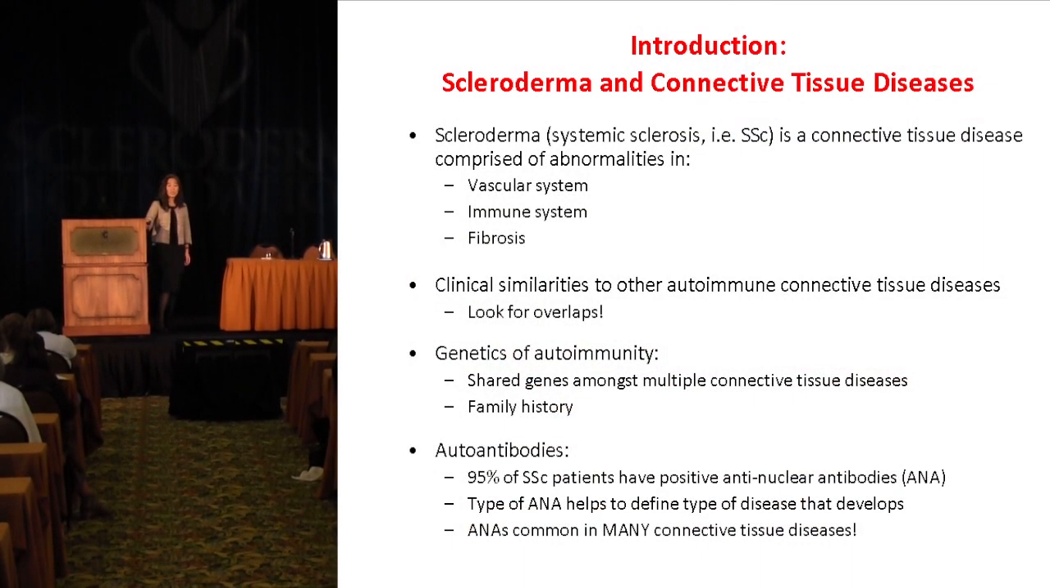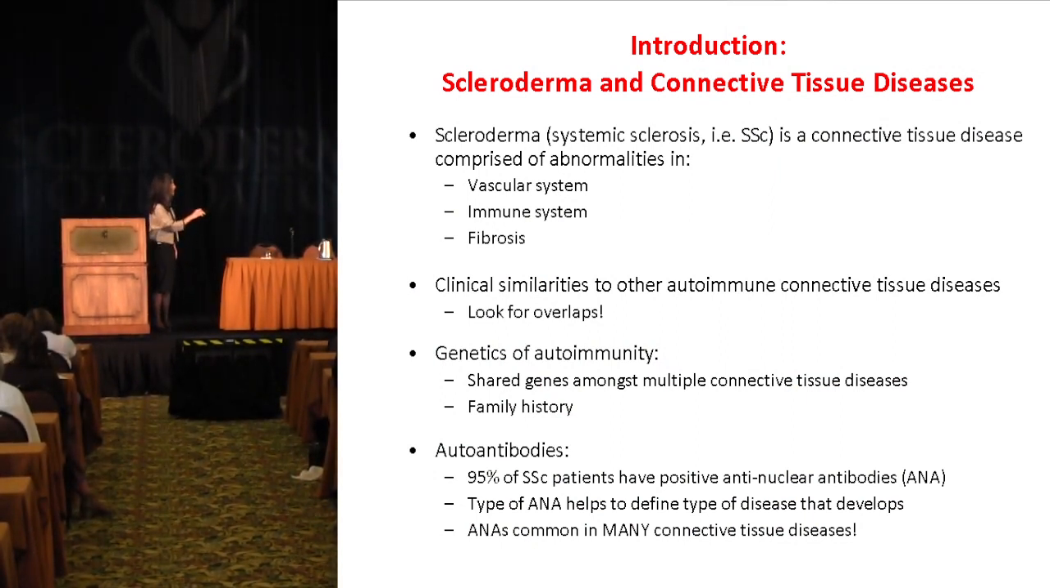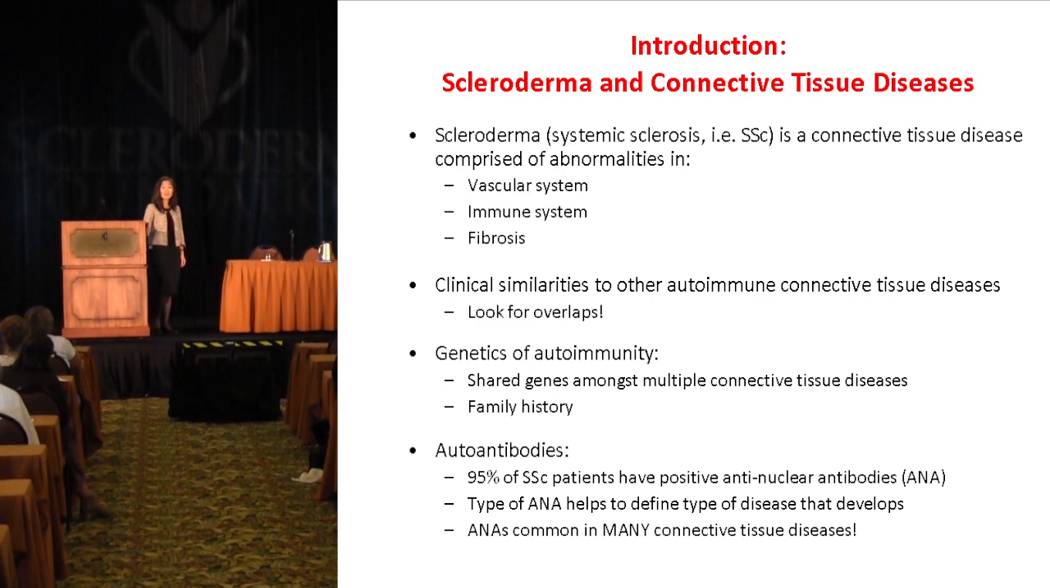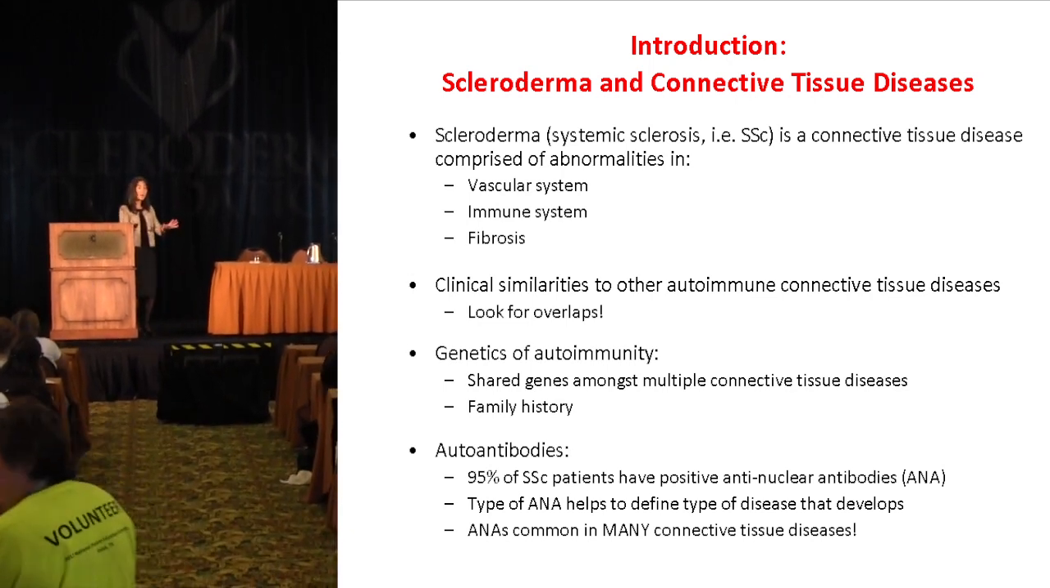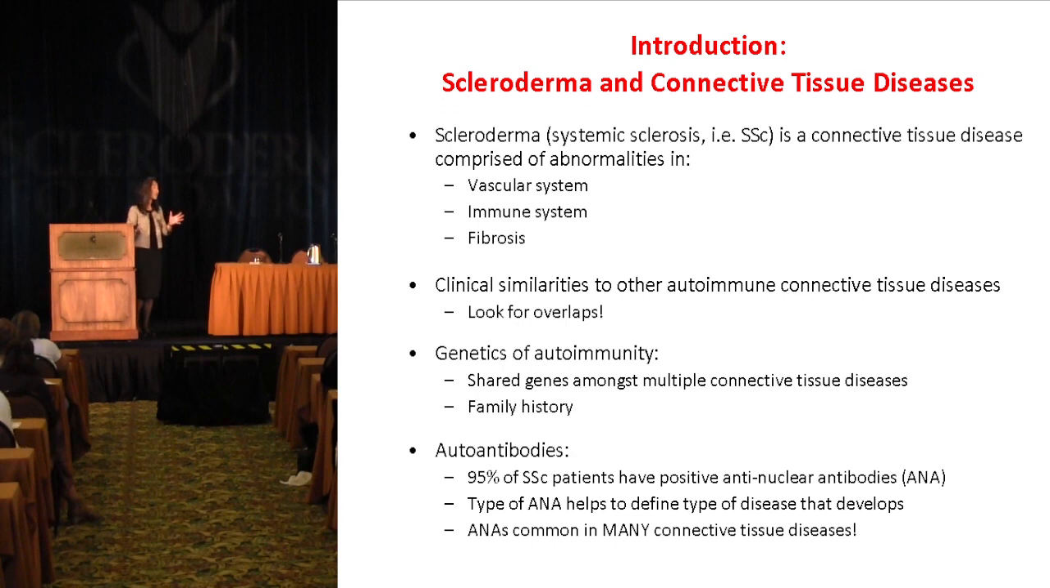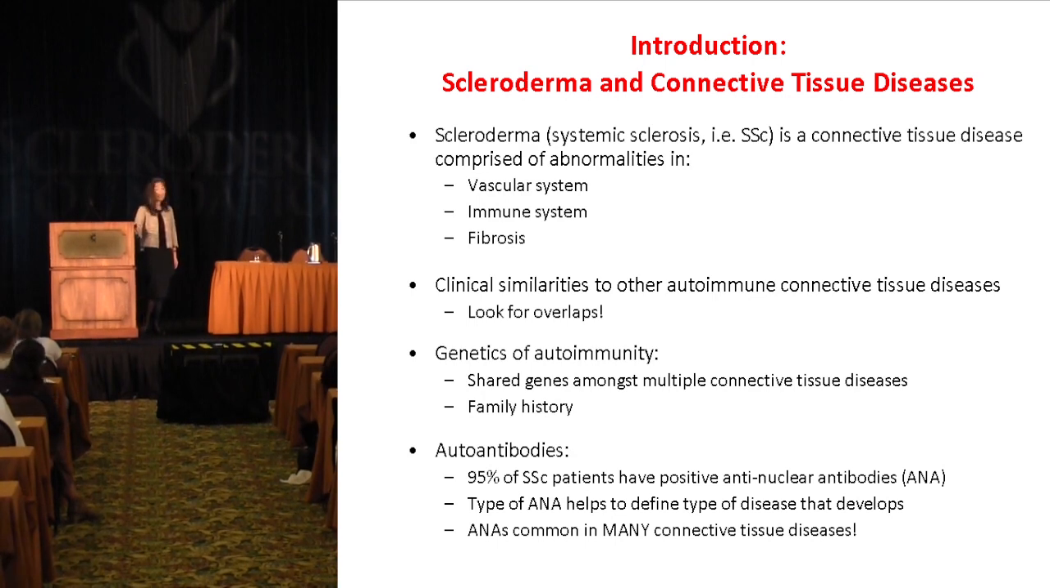So scleroderma, as you all know, is also known as systemic sclerosis, and I'll be using SSc as an abbreviation. This is a connective tissue disease that is comprised of abnormalities in the vascular system. We know this because almost all patients will have Raynaud's syndrome, where their fingers will change color as a consequence of abnormal vessels. In addition, we know that people have immune dysregulation. So a lot of patients will develop evidence of autoimmunity, usually in the form of autoantibodies. And finally, this can be comprised of fibrosis, where you end up getting thickening of your skin, in addition, thickening of some of the internal organs. That's an important part of scleroderma.